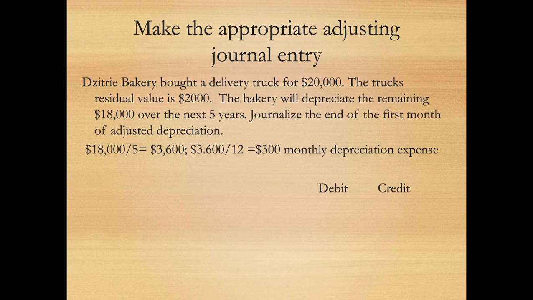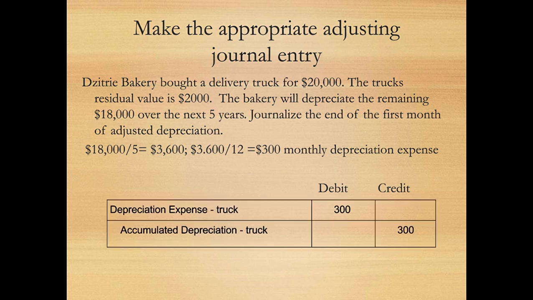And remember, as I showed you earlier, accumulated depreciation is shown on the balance sheet under the asset that it's tied to. So in this case, it would be for my delivery truck. And I would take that directly out of the value for the delivery truck so I could show a more realized value for that asset. So this is what the journal entry would look like. My depreciation expense truck gets debited $300 at the end of each month, and my accumulated depreciation truck gets credited $300.